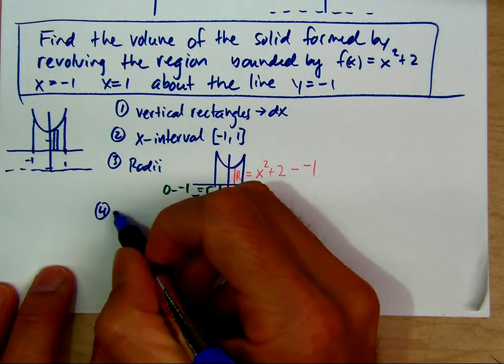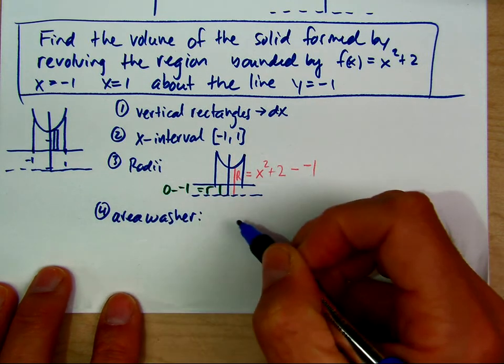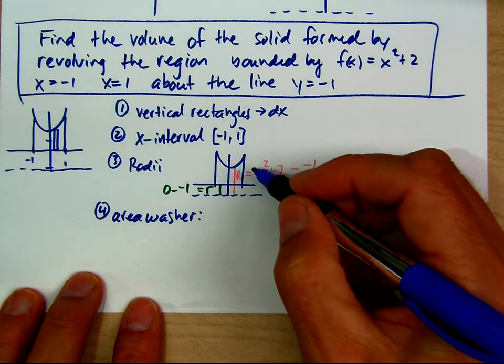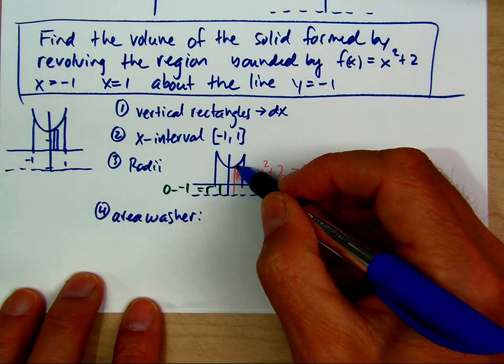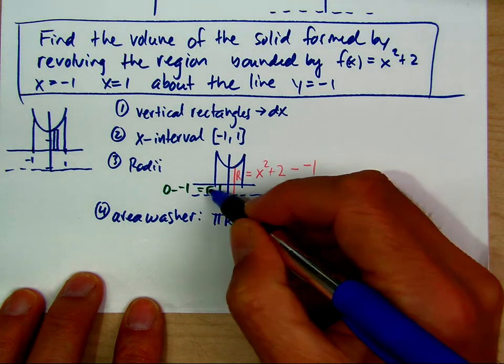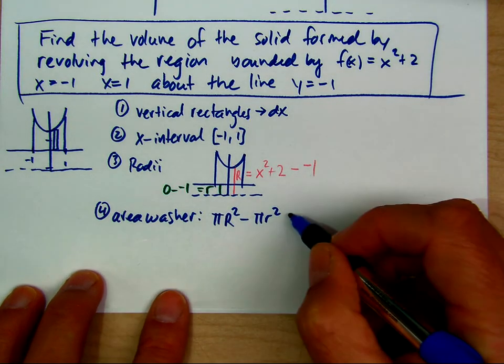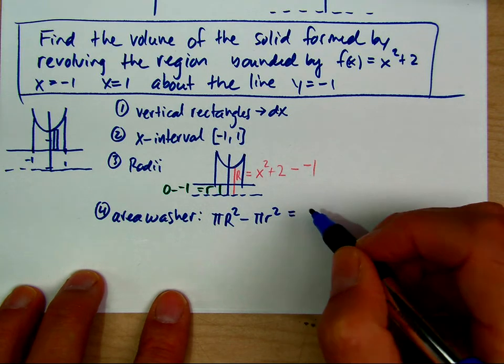Let's find the area of a washer, and that's going to be the circle with a large radius, that's pi R squared, minus the circle with a small radius. So here that is pi R squared. This is R. It'll be x squared plus 3. Pi R squared minus pi r squared, where r is just 1.